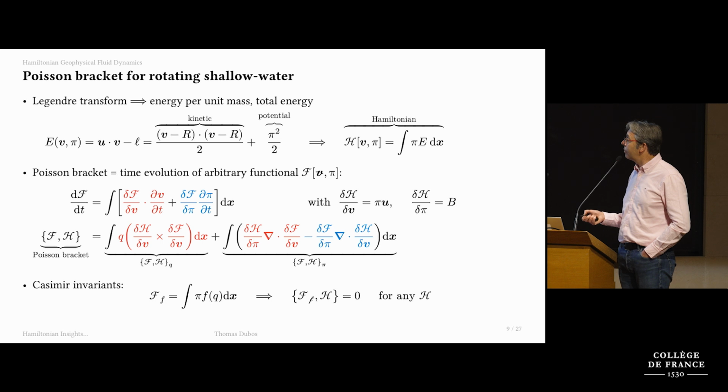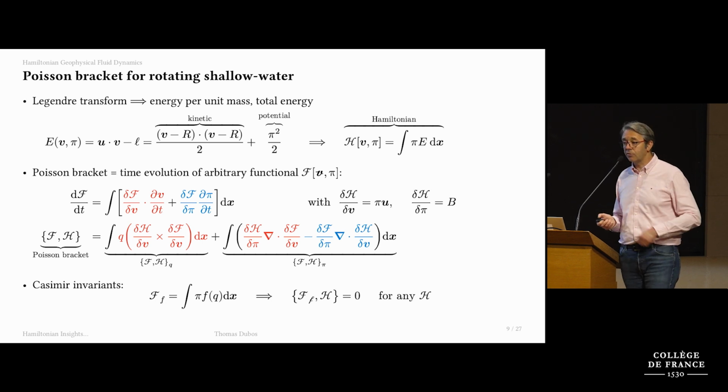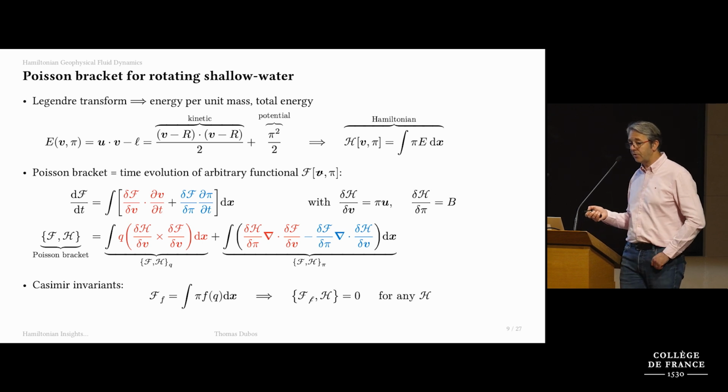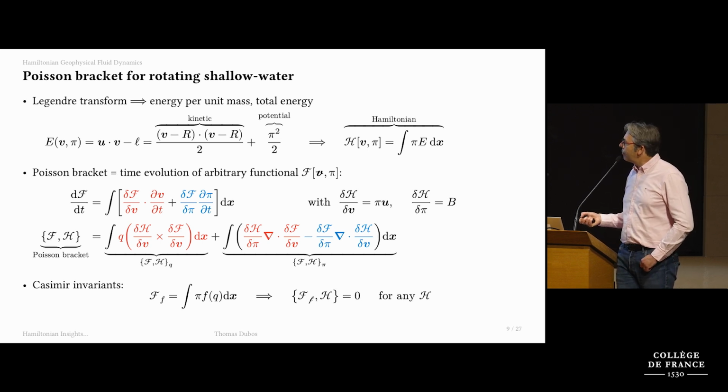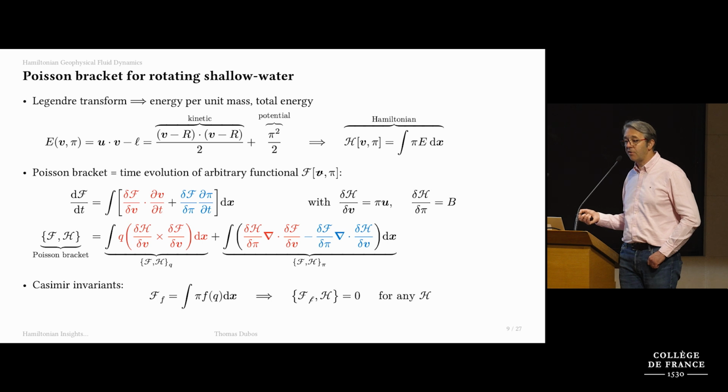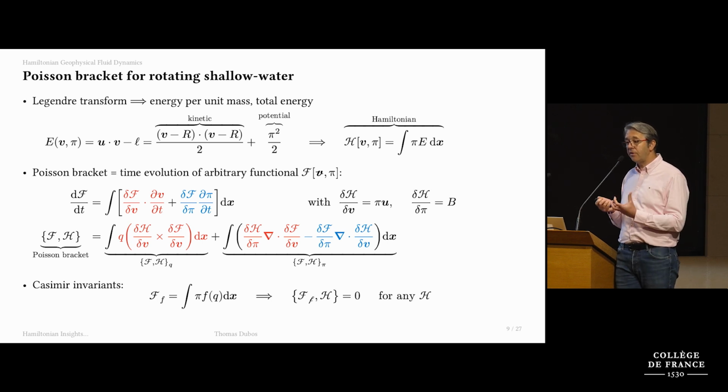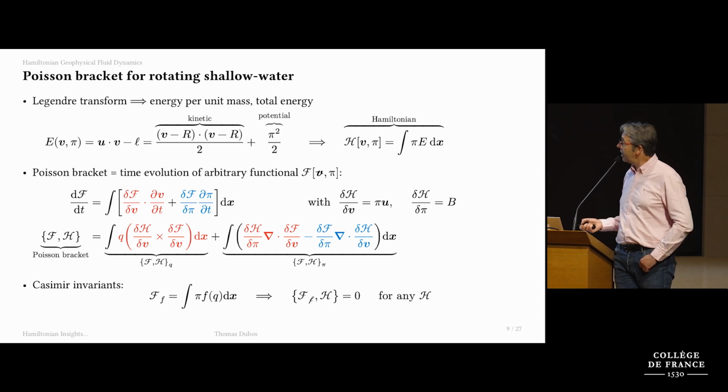It has other properties, one which I don't write down, which is the so-called Jacobi identity, which has a deep connection with this Lie group structure that I mentioned. For physicists, another important property is the existence of Casimir invariants. Casimir invariants are special functions f, such that the bracket vanishes irrespective of the specific value of the Hamiltonian. That means that all the systems, even with different energies, will have these invariants. So in this case, the conservation of potential vorticity translates into the existence of a certain family of Casimirs.